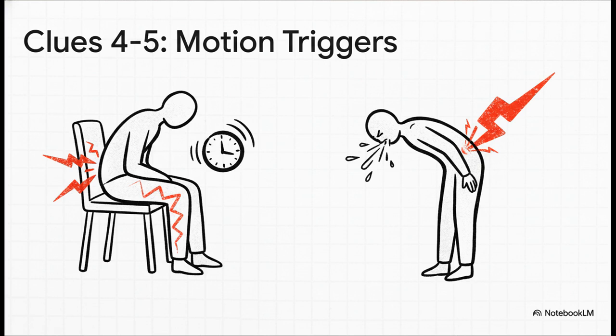The second is that dreaded cough or sneeze spike, that sudden, sharp jolt of pain that shoots down your leg. If you know what I'm talking about, that's another really strong signal of disc-related nerve irritation.